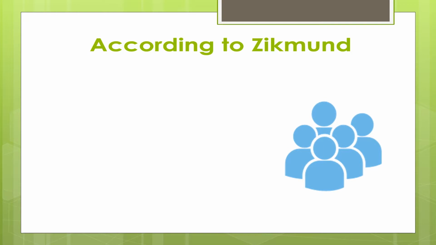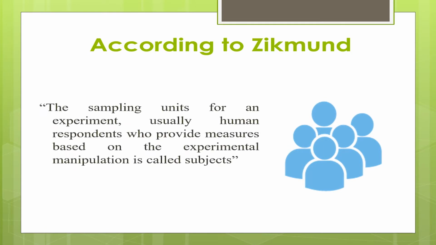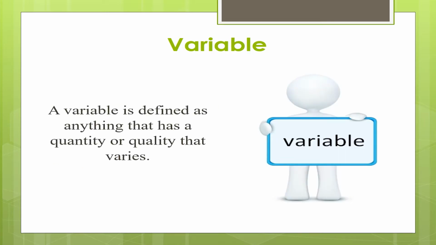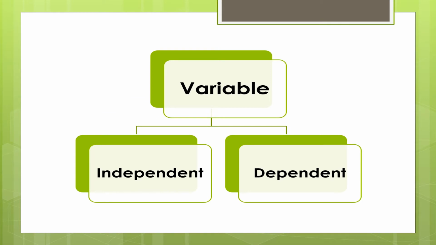In the words of Zygmunt, the sampling units for an experiment, usually human respondents who provide measures based on experimental manipulation, are called subjects. The next component of an experimental design is the variable. A variable is defined as anything that has a quantity or quality that varies. The variable may be independent or a dependent variable.